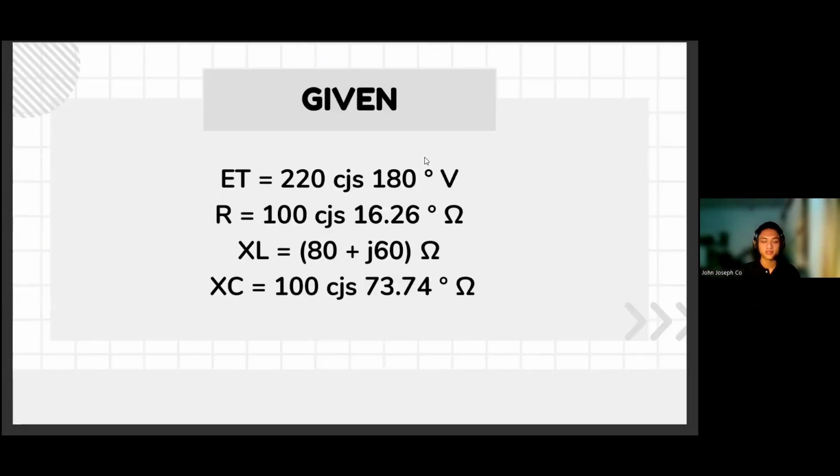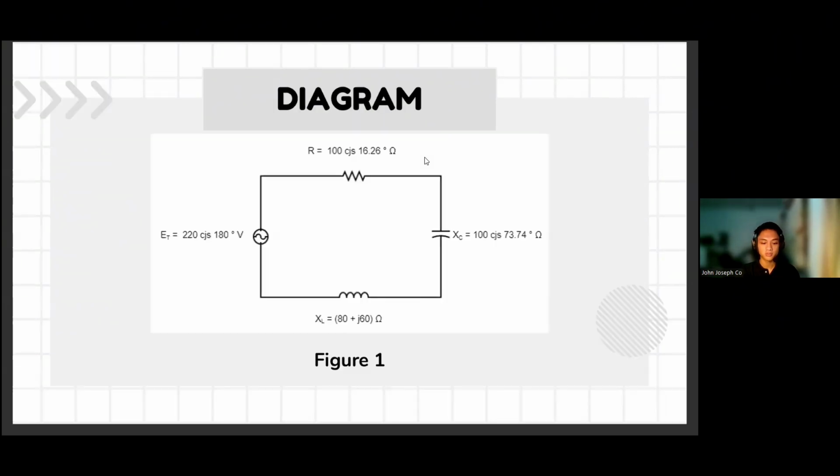So for the givens, we have total voltage equal to 220 cis 180 degrees volts. For our resistance, we have 100 cis 16.26 degrees ohms. For the XL, the inductive reactance, which is 80 plus j60 ohms, and XC, which stands for capacitive reactance, which is equal to 100 cis 73.74 degrees ohms. Next, we have the diagram, which is shown in figure 1.